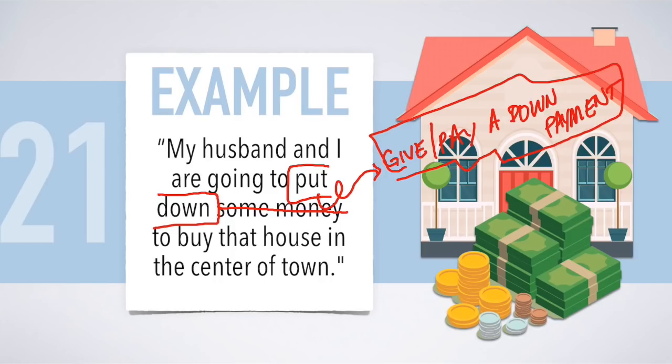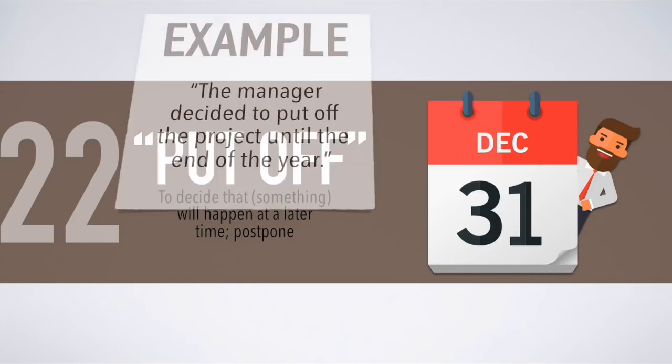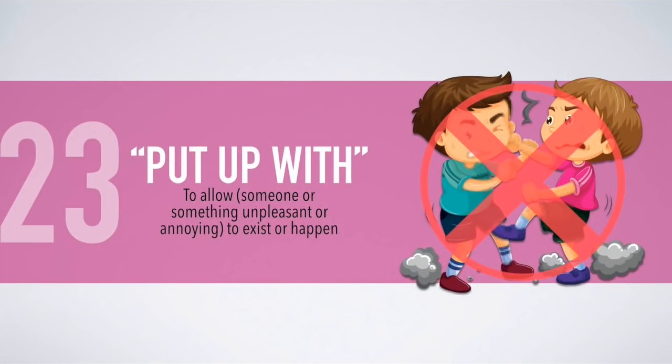Let's keep going. Number 22, put off. Put off. It means to decide that something will happen at a later time or to postpone. So here's the example. The manager decided to put off the project until the end of the year. So right here we have put off, and instead of that we can just say the manager decided to postpone the project until the end of the year. Great job.